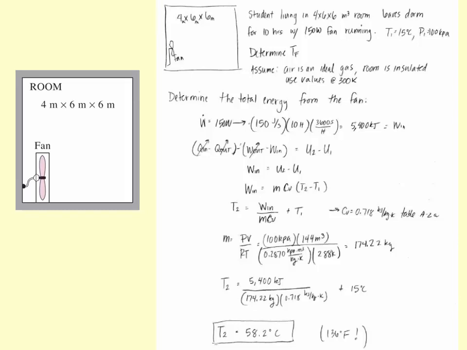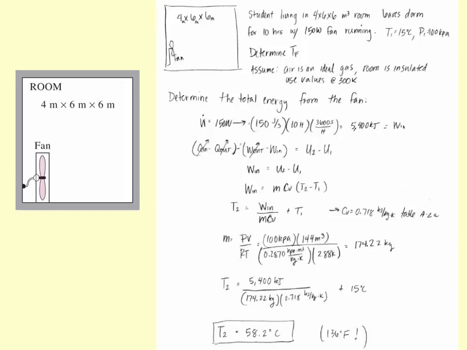How would we find energy? How would we get rid of the time factor? Yeah, you multiply it by the time interval. And what is the time interval in this case? 10 hours. Okay, so 150 joules per second. This is to find the electrical work. 150 joules per second multiplied by 10 hours.